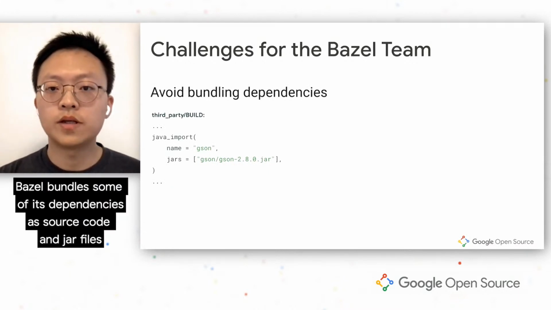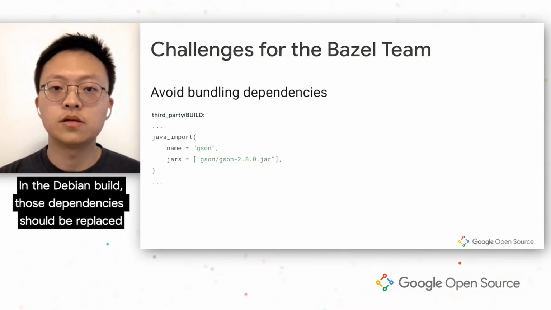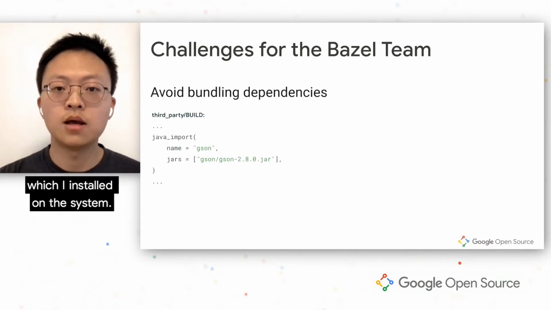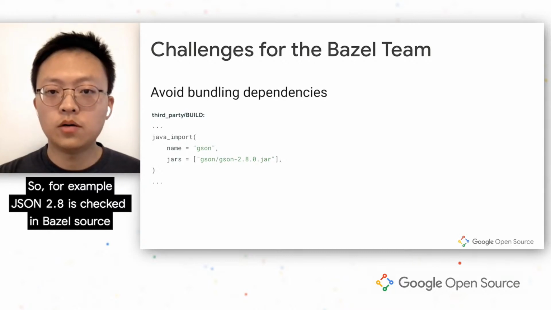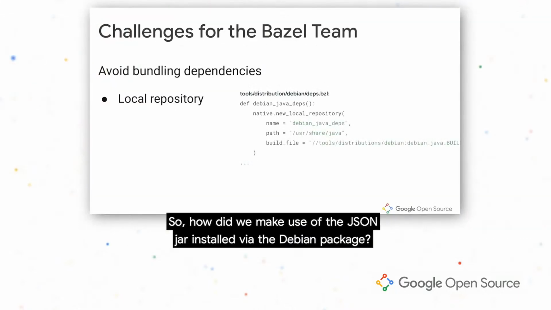Bazel bundles some of its dependencies as source code and jar files under the third-party directory. In the Debian build, those dependencies should be replaced with their corresponding Debian packages, which are installed on the system. So, for example, JSON 2.8 is checked in Bazel source and used by a Java import rule. So how did we make use of the JSON jar installed via the Debian package?